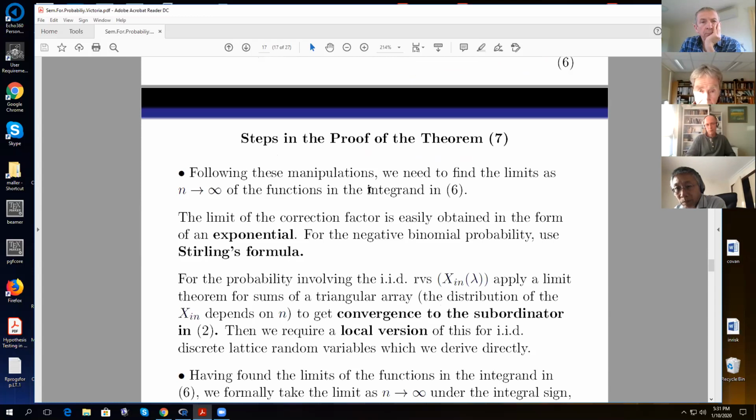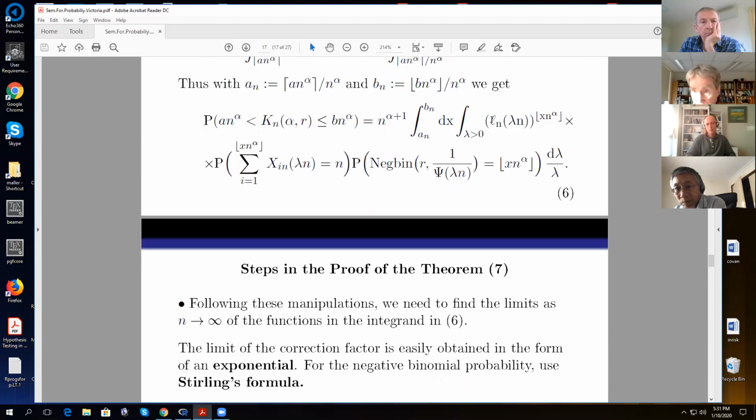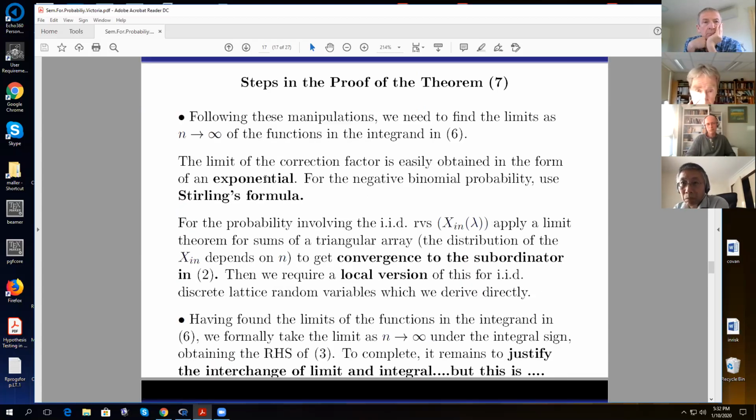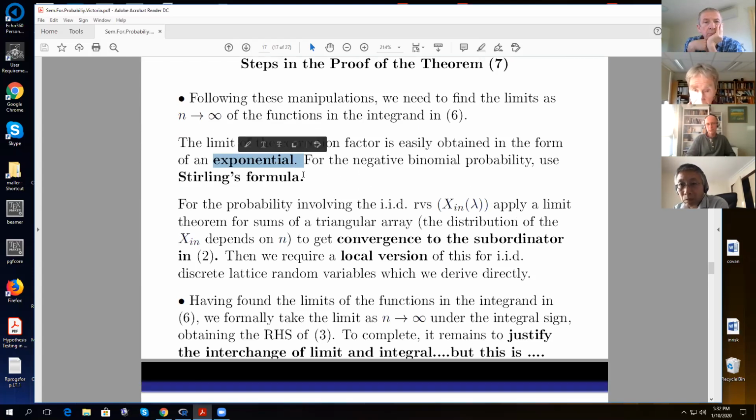So we need to find the limits of these functions. We do that individually, the L, the X, and the negative binomial. We find those limits individually, and then we have a problem of taking the limit under the integral. The correction factor is easily found. It turns out to be an exponential. I won't go into the details, just a ratio of a couple of essentially factorials.